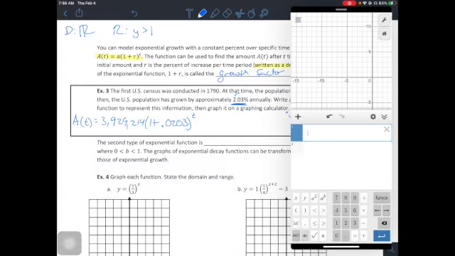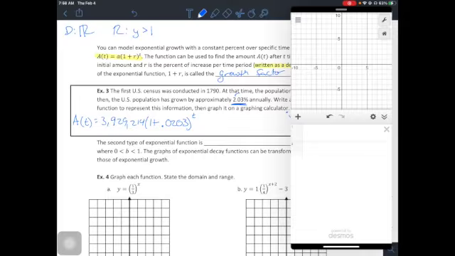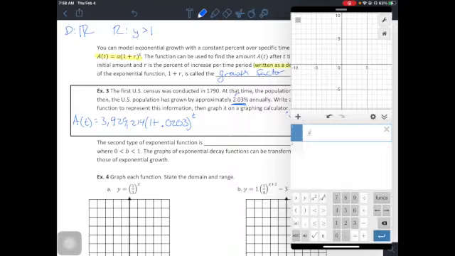If I graph this on a graphing calculator, y equals 3,929,214 times 1 plus 0.0203. I'm going to raise that to the x power.